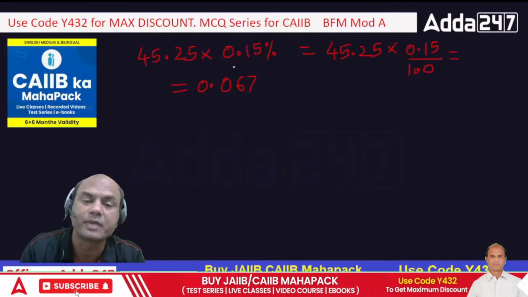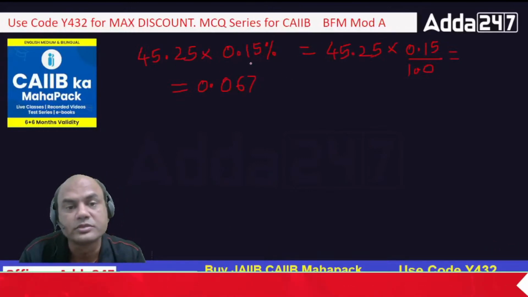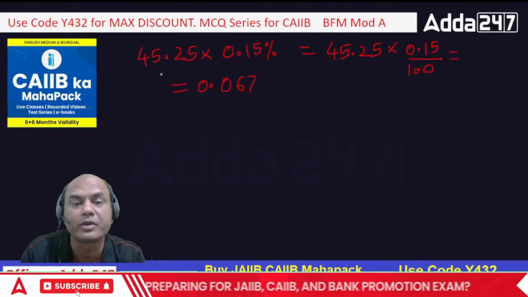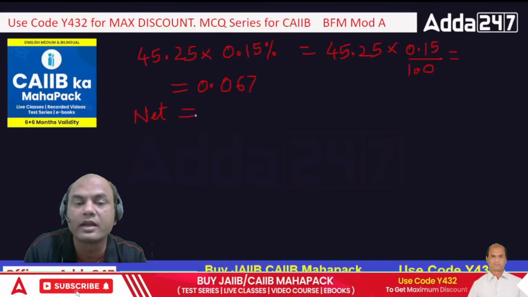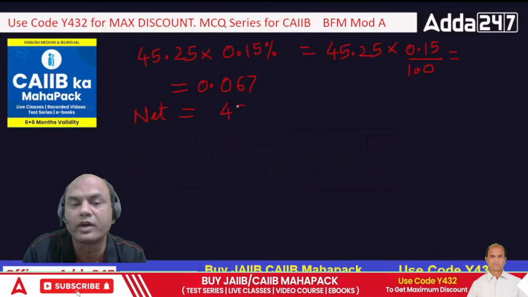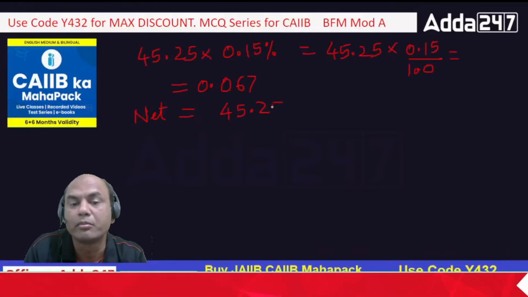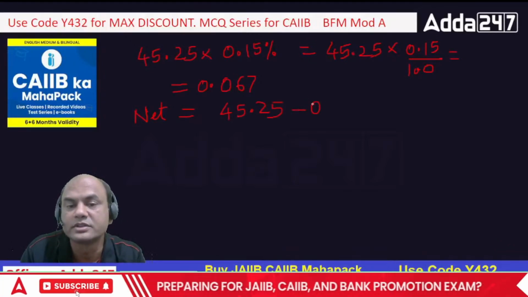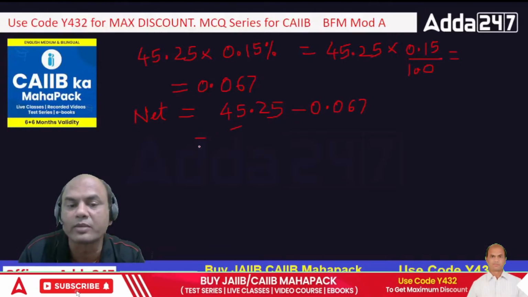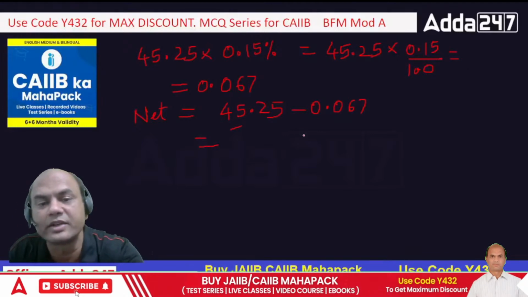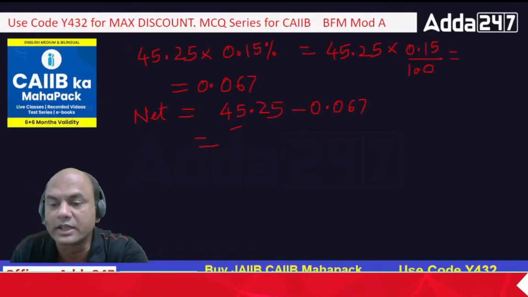Okay, so I'll subtract this. Subtract from whom? Subtract from this rate, 45.25. So my final rate is what? Net rate. Net rate is 45.25 minus 0.067. So what is the answer now? 45.25 minus 0.067 is, let's do it.